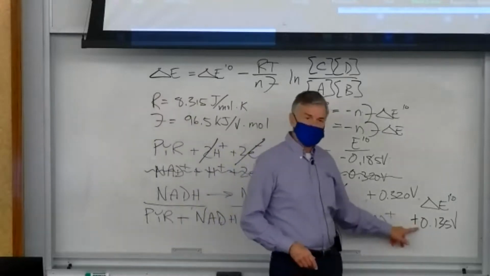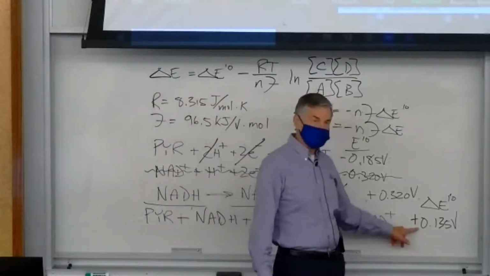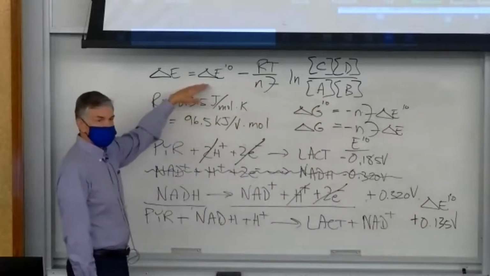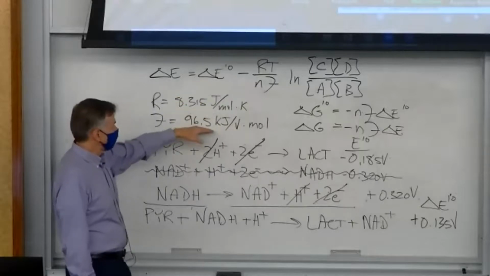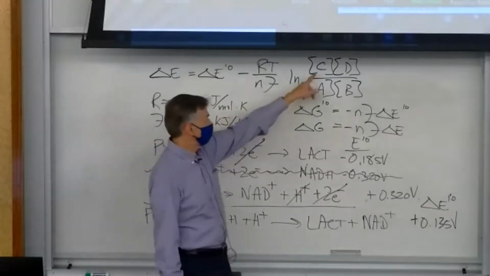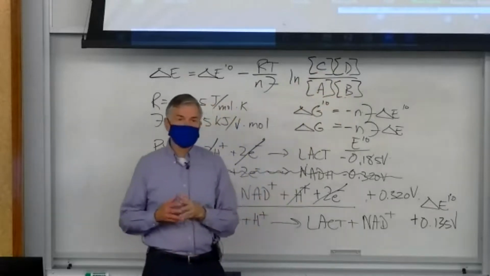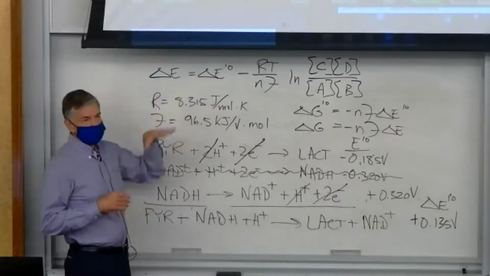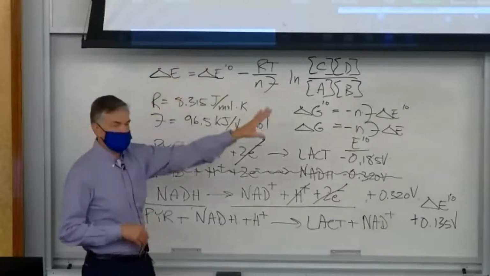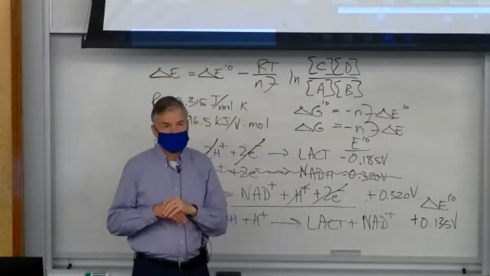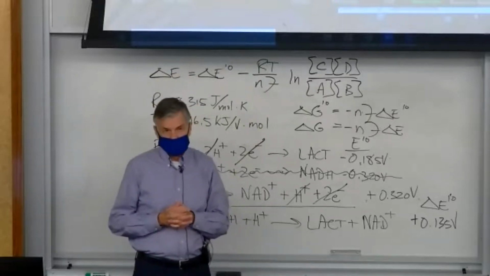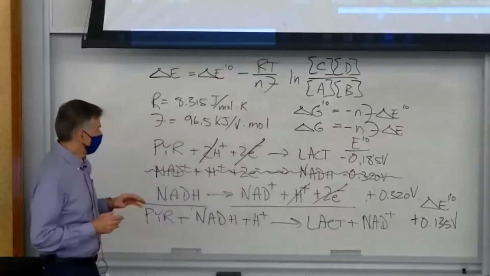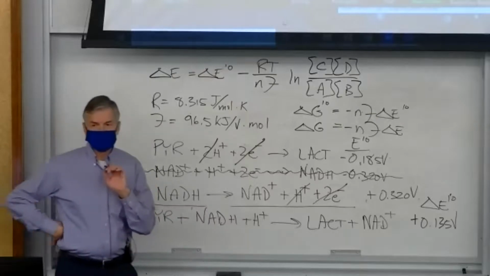Then I simply sum this. This gives me a net voltage for the reaction. This is the delta E prime 0. This feeds into this equation. All of these constants would be provided on the exam. All of these concentrations would likewise be given to you, and it would be your task to set up the equation correctly and then solve it on your calculator. So this is likely to show up on your exam, but any questions about this?